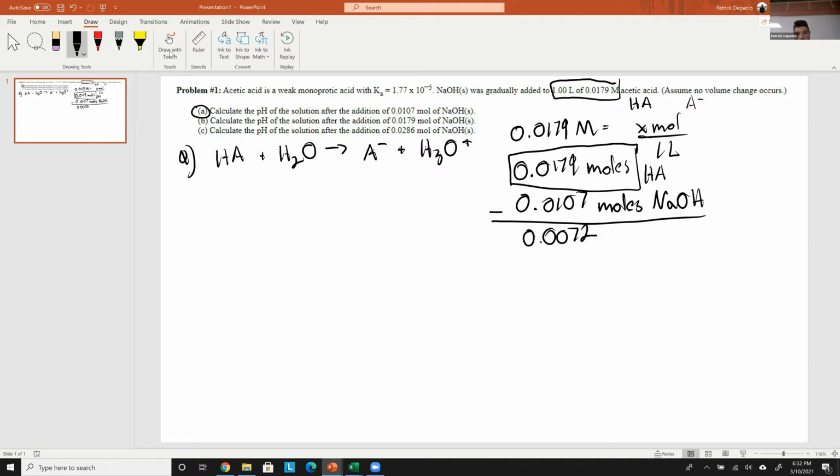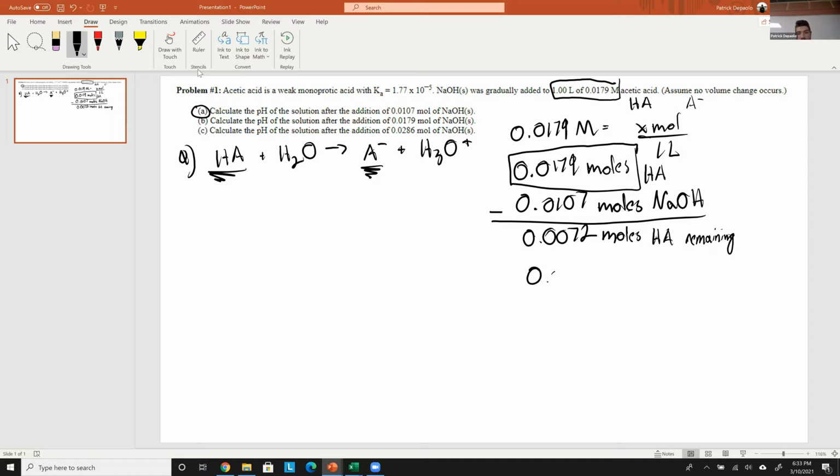0.0072. That is the moles of HA remaining. Okay. Now, how many moles are neutralized then? Meaning, how many moles go from HA to A minus? Good, exactly, 0.0107, the exact amount of strong base that was added.